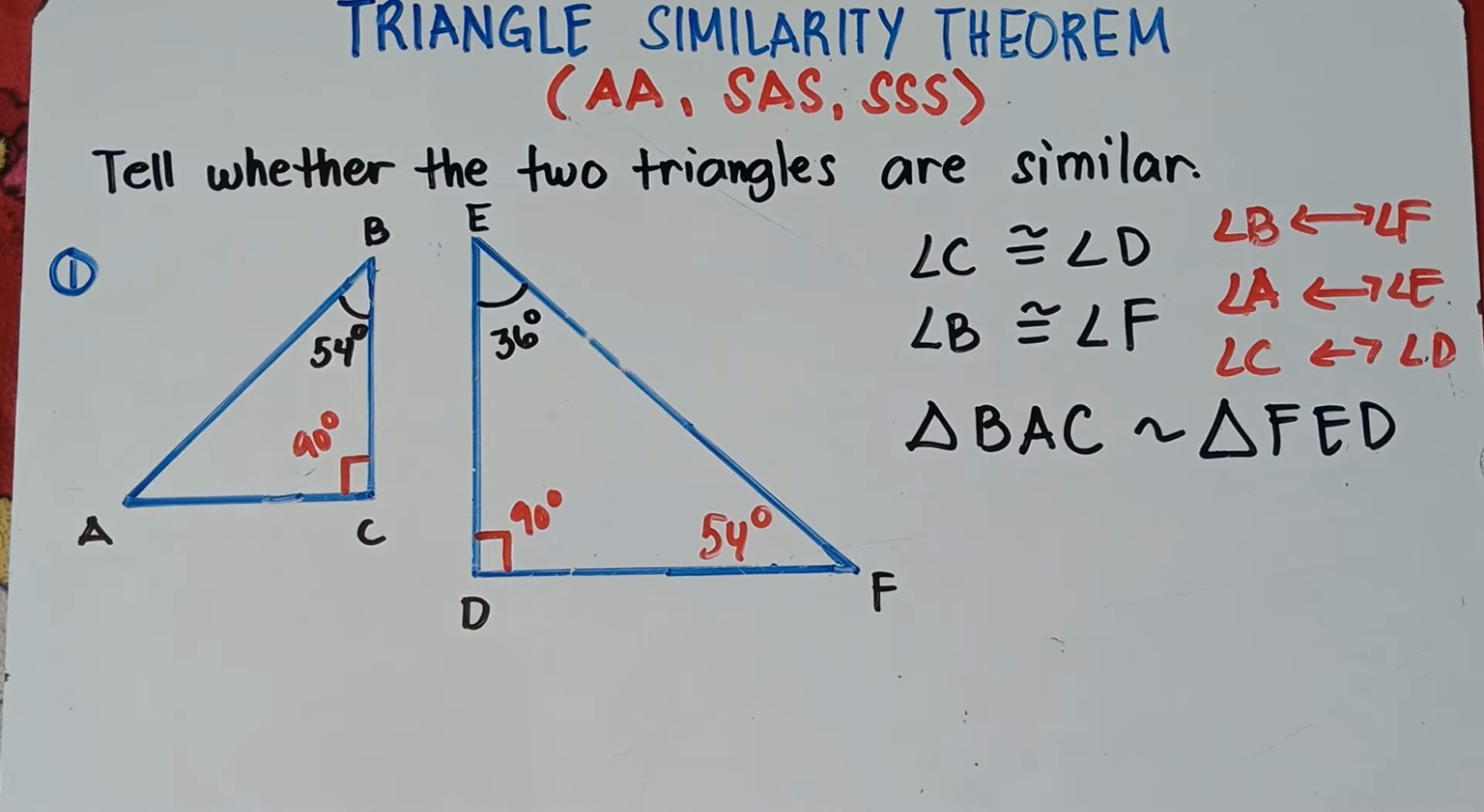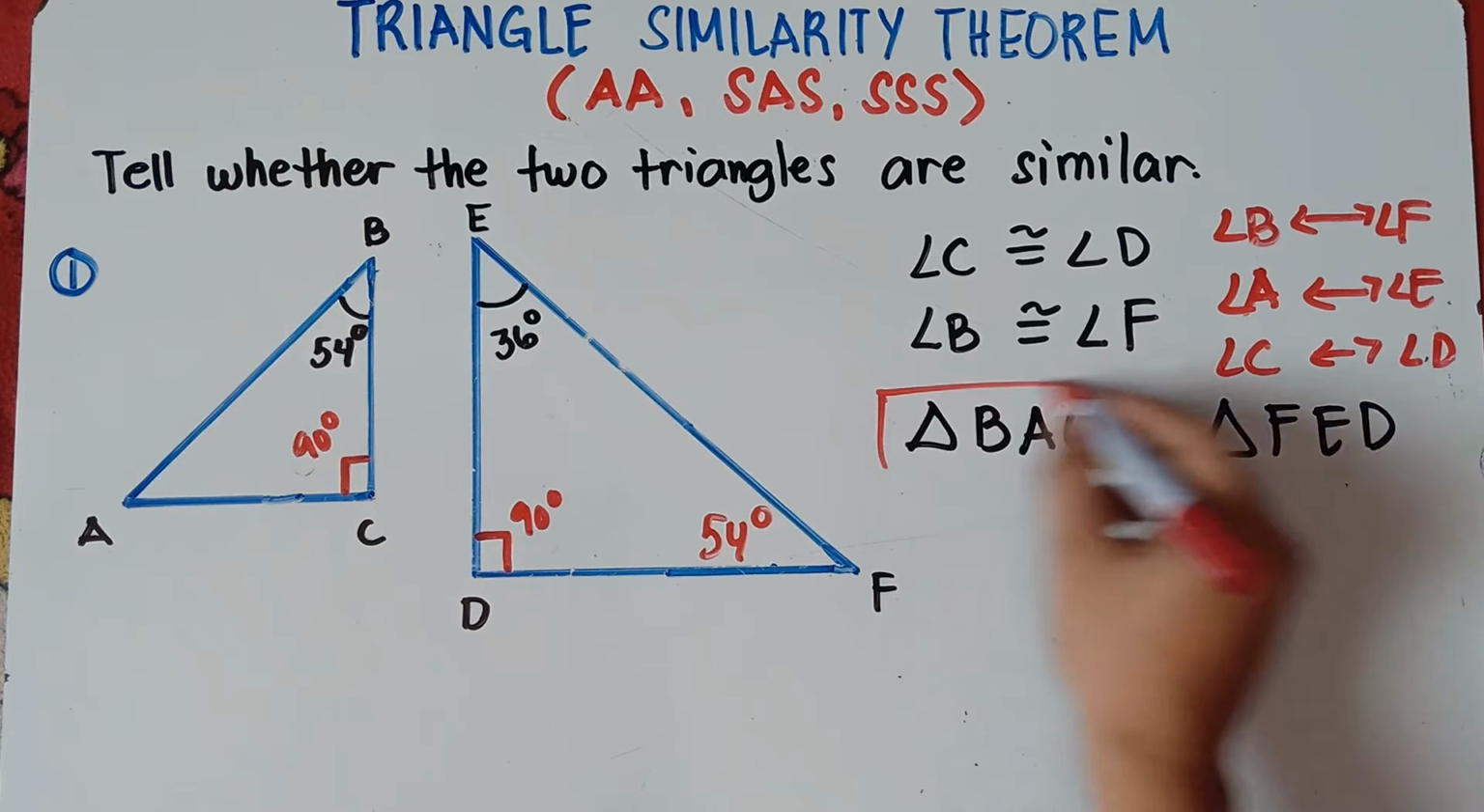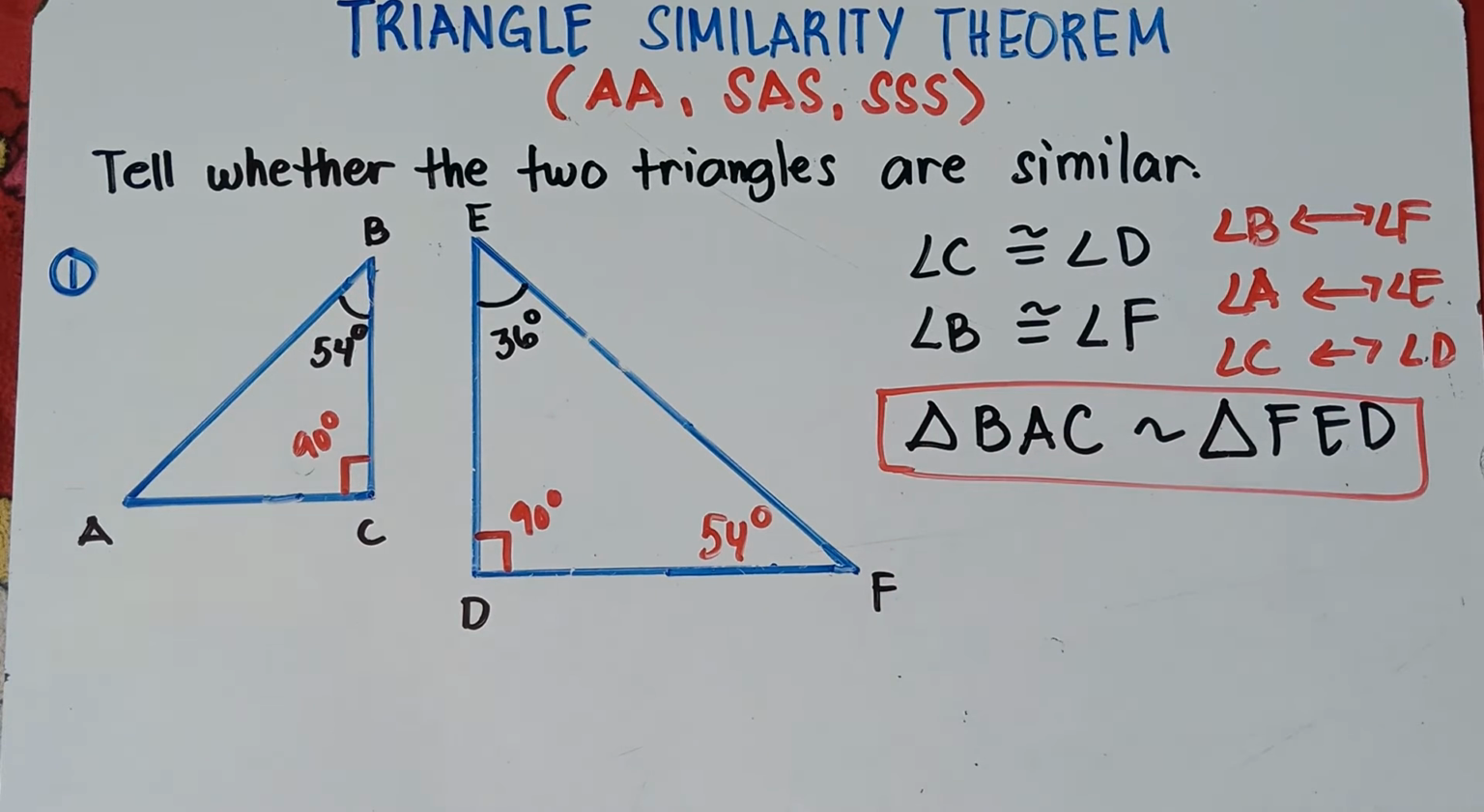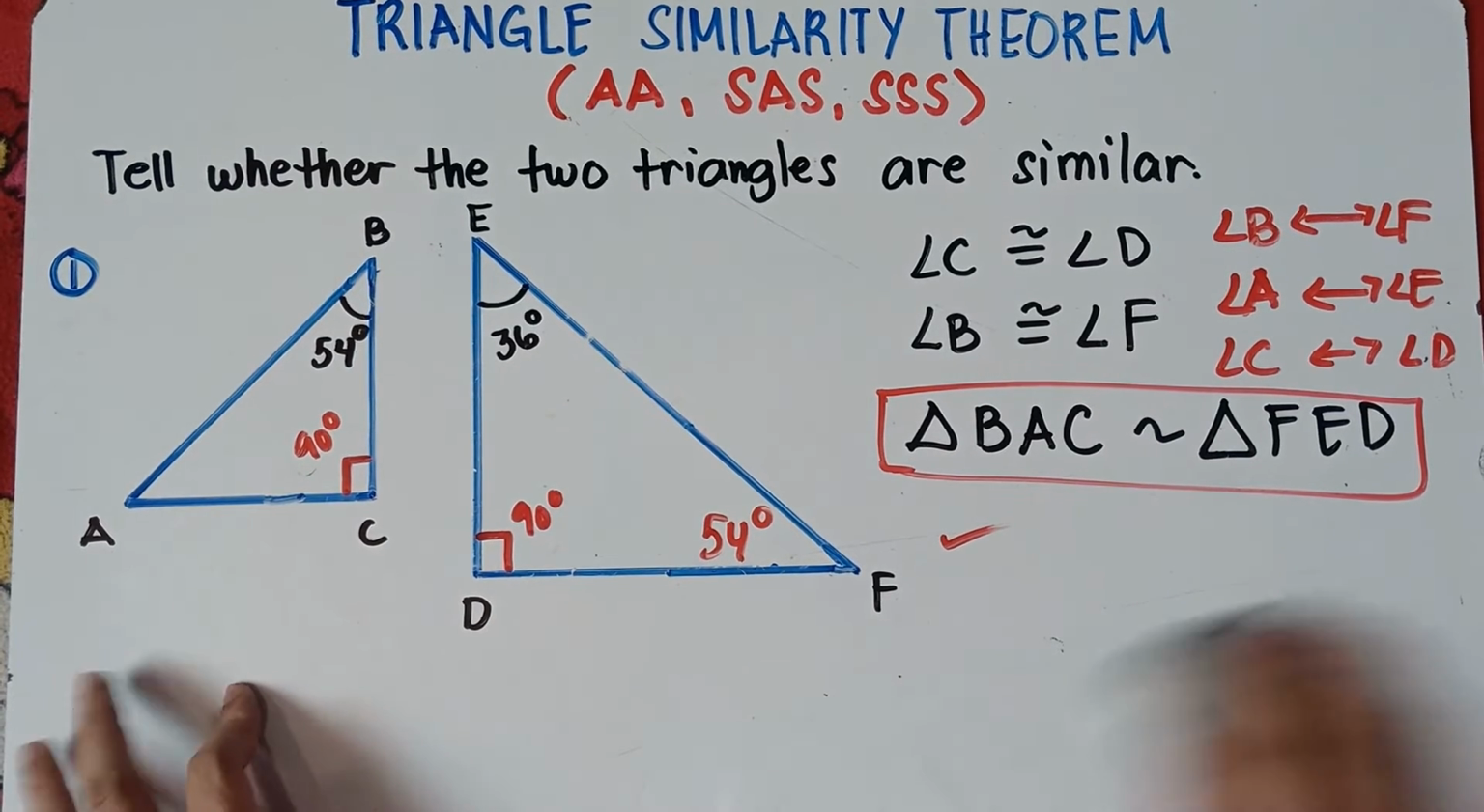That's it, class. That's the answer for number 1. Therefore, these two triangles are similar. So triangle BAC is similar to triangle FED. That's the answer for number 1 example. Let's try another example, class, for you to understand this one.